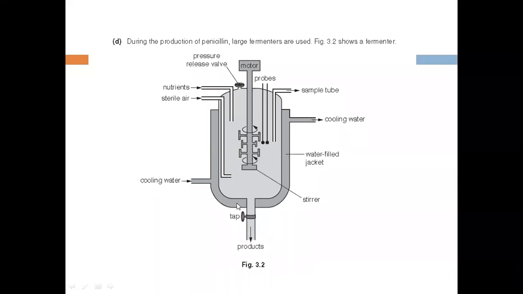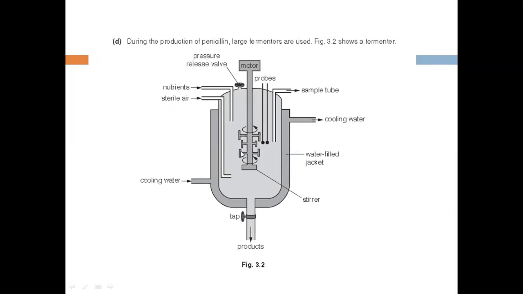So this is the water filled jacket of this fermenter. It's used for temperature control. If the temperature is more, cool water is coming toward it. It actually absorbs the heat from the fermenter, right? So that the temperature may not increase more than normal, otherwise the fungi will not grow well. So this is the function of the water filled jacket, right?